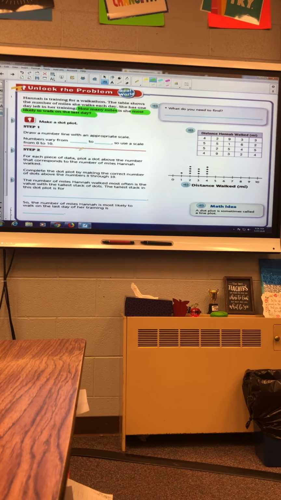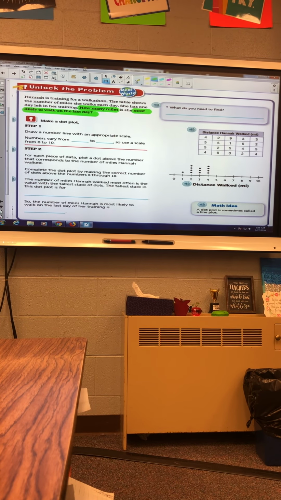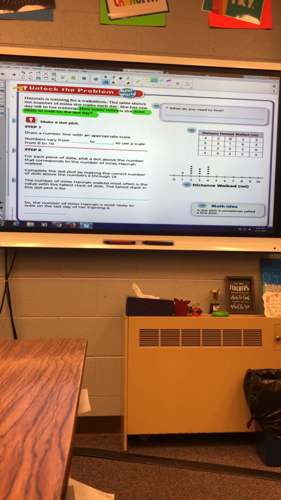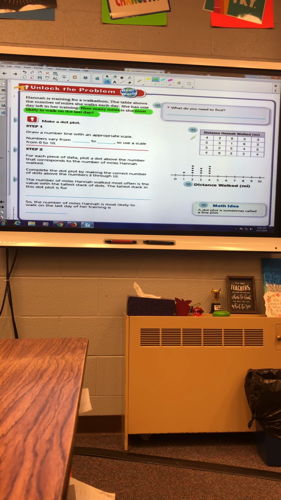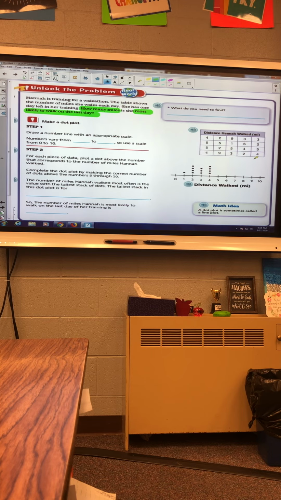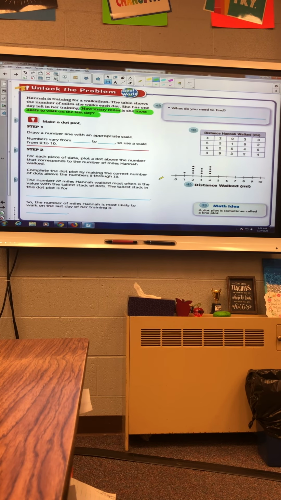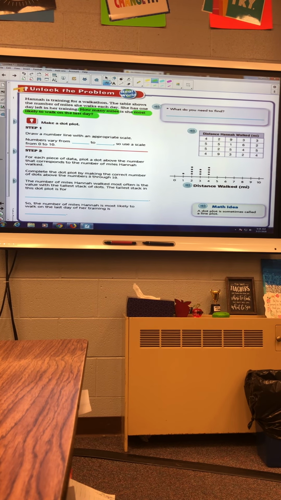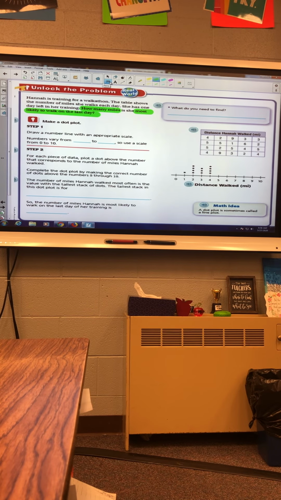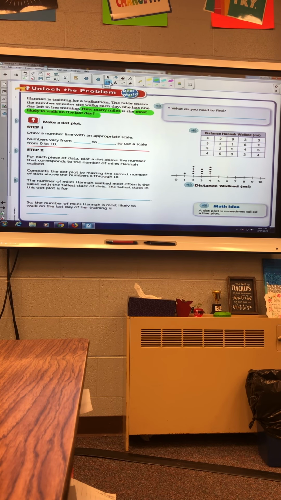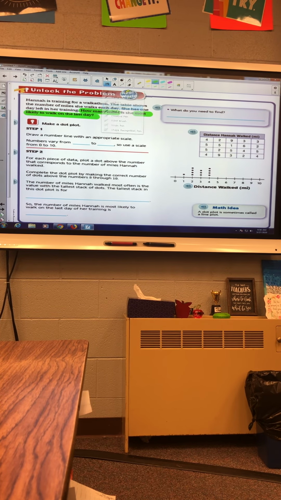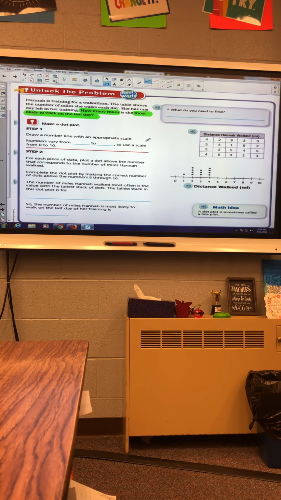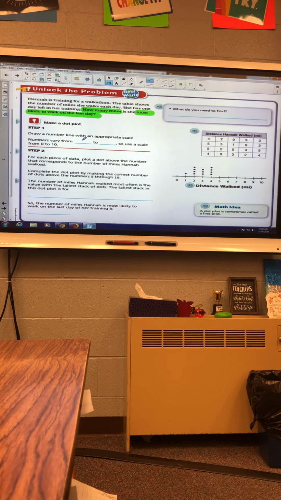So we are going to draw a number line appropriate to scale, and what that means is you would look at your data, and all of my data is between 0 and 10. So that's what my number line would look like. Now if all of your data was between 0 and 50, you would need to make a number line between 0 and 50. Okay? So draw a number line with an appropriate scale. So ours is going to be from 0 to 10.